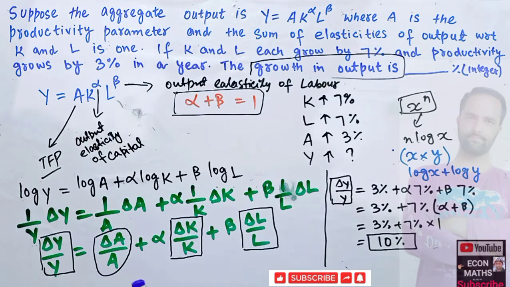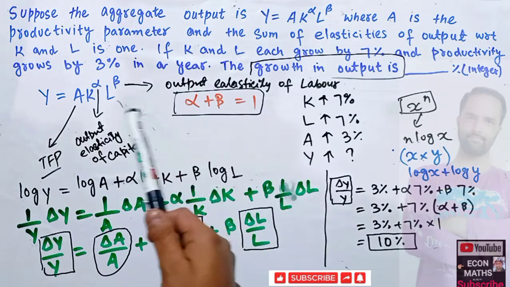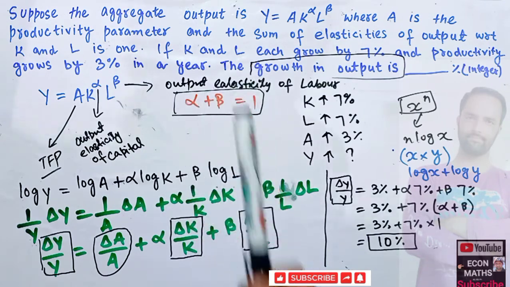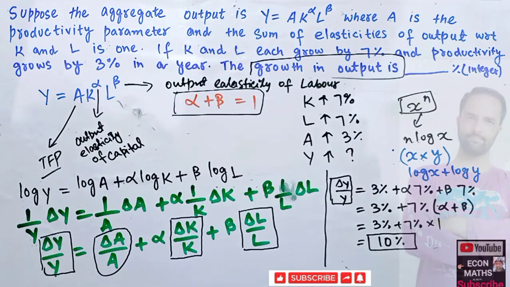If you are wondering how I calculated this step, what is meant by the Cobb-Douglas production function, how we derive the Cobb-Douglas production function, and how we prove what is this output elasticity of labor and capital, I have explained all this in earlier videos in detail. You can check out those videos and understand what I mean by this.